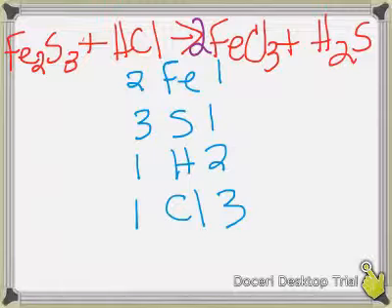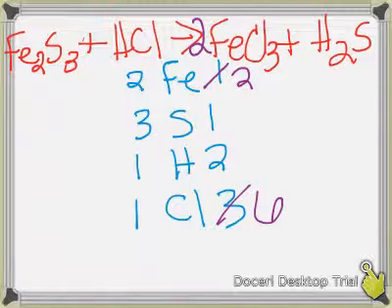All right, so to fix my irons, I put a 2 in front of my iron chloride, right? And that changed my irons, but it also changed my chlorines, right? So this is one of those examples as you try to balance this, you're creating more problems along the way, right? But that's okay, I just keep going.